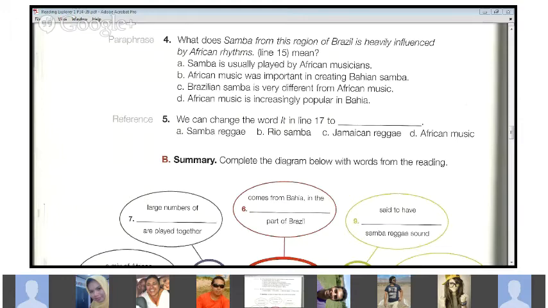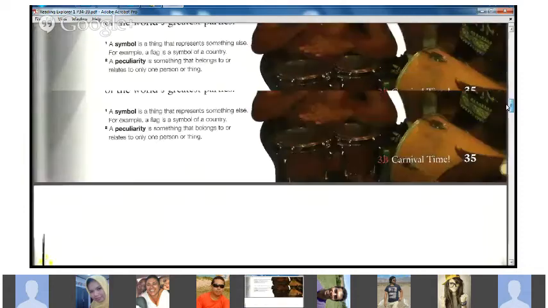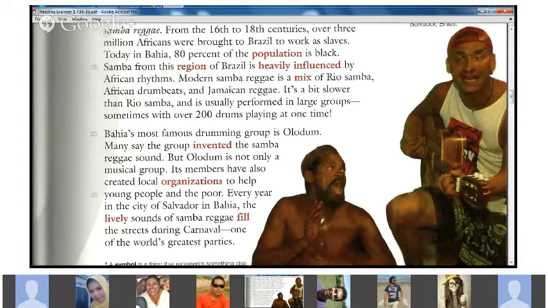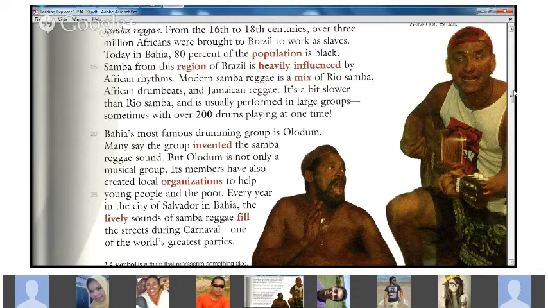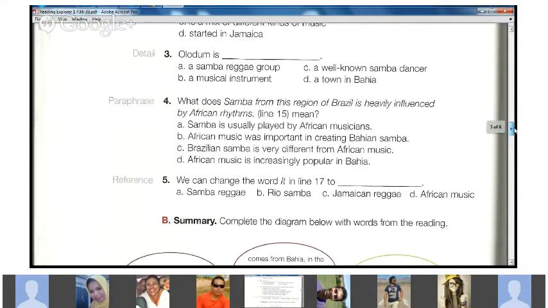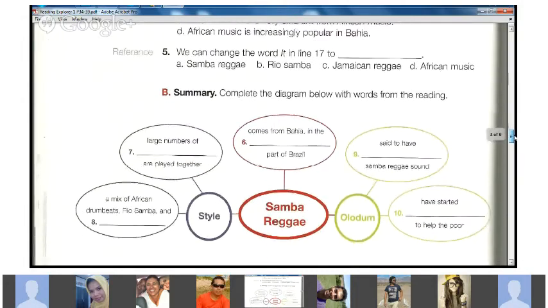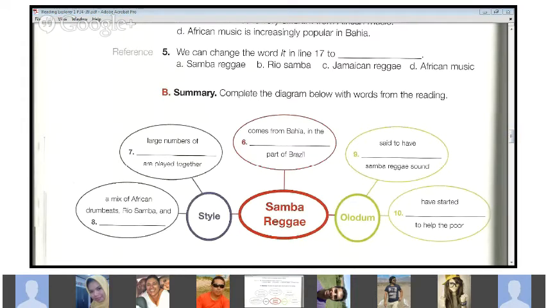Very good. All right, now they want us to look at line 17, so let's reread line 17. It says, modern samba reggae is a mix of Rio samba, African drum beats, and Jamaican reggae. It's a bit slower. Okay, so it is referring to modern samba reggae. Yeah, because the reggae is slower. So for number 5, we can change the word it in line 17 to, I think we said A, right? Samba reggae. Very good.